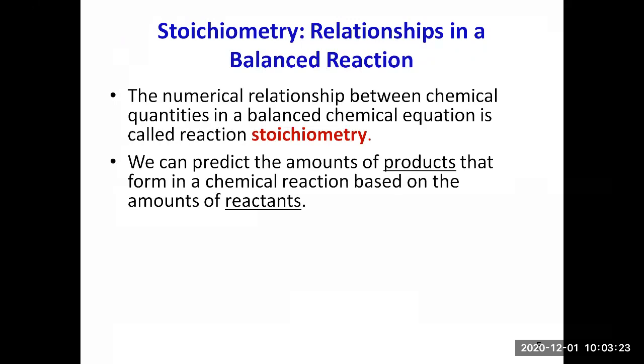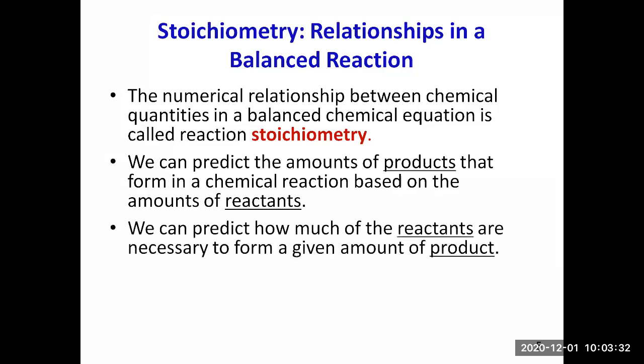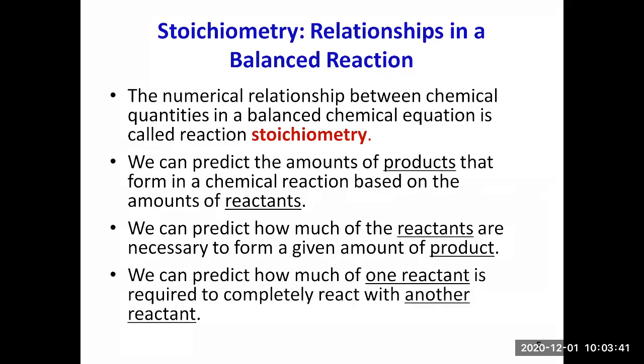Using the balanced chemical equation, we can predict the amount of products that form in a chemical reaction based on the amount of reactants. You can predict how much of the reactants are necessary to form a given amount of product. And you can predict how much of one reactant is required to completely react with another reactant. So all combinations are possible here. Whenever they are part of the chemical equation, you can use the proportions to find the amount of one reactant versus another reactant, or a product versus a reactant, etc. All these calculations are named stoichiometry.